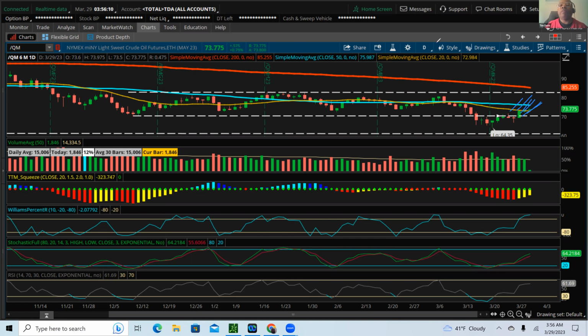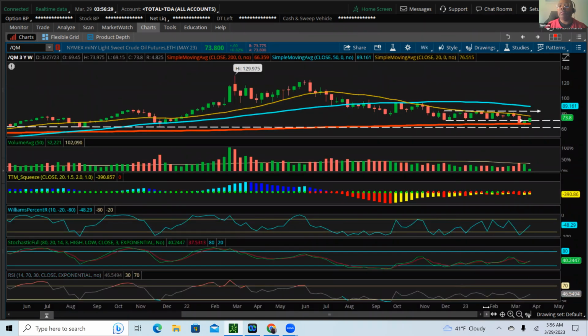So right now we're still around 73, 73.80 somewhere. And we've got to see if we start to pull back from this level, because we're in an area of resistance right now, and we're in overbought territory.